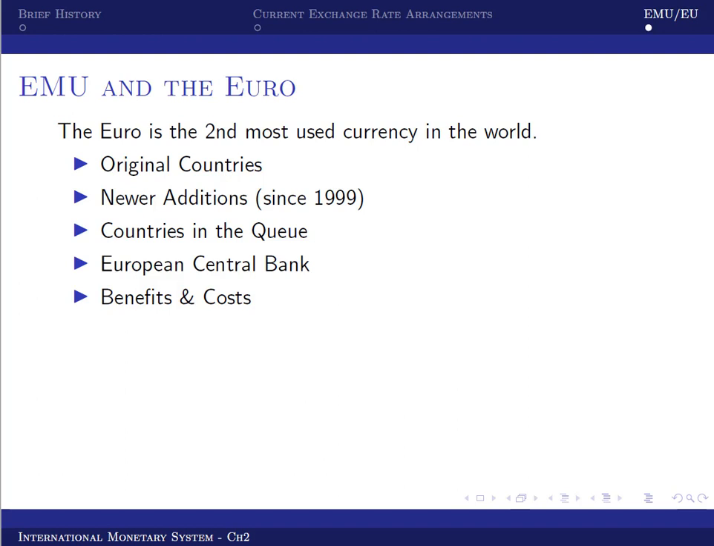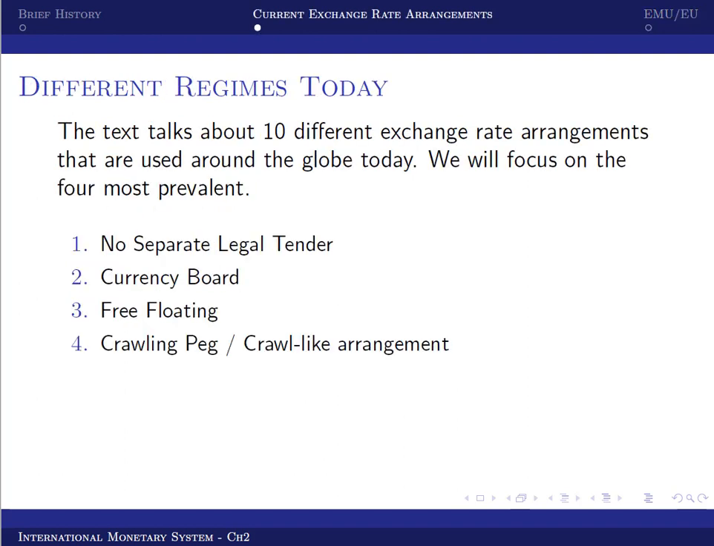Clearly, it's not going to be a huge part of the first exam. The main thing that I will be asking from this chapter is about the current exchange rate arrangements, this slide right here. So know these main four and some example countries in each of them, and you'll be all set.